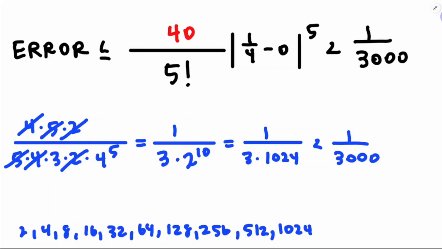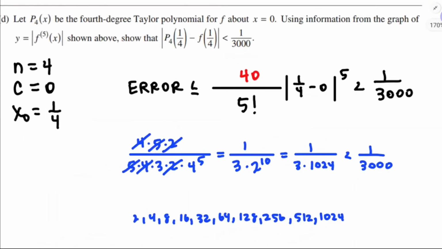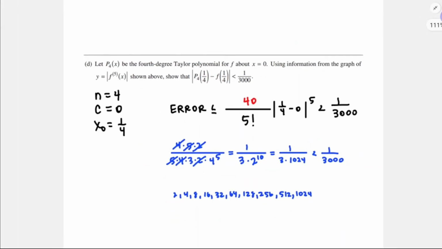Now I feel good about that error bound being what they wanted me to show, even though the true value of the error is definitely less than that. That 40 was a bit of an overestimate of the maximum, but that's okay. We still showed what we needed to show.